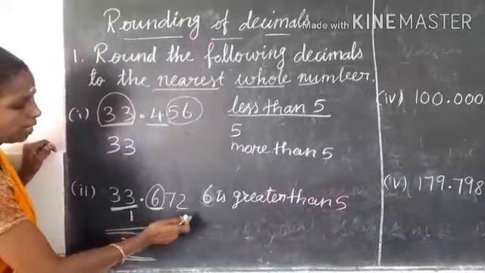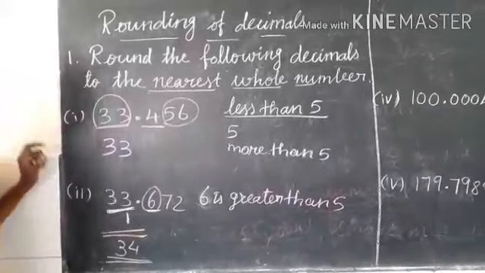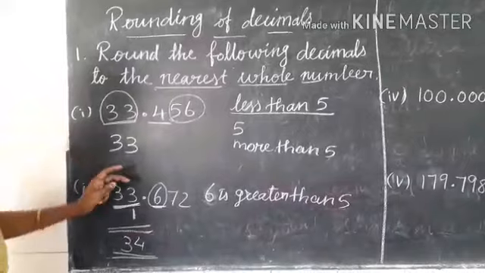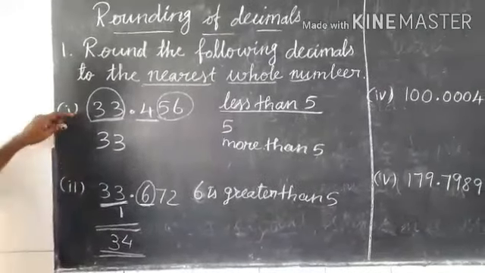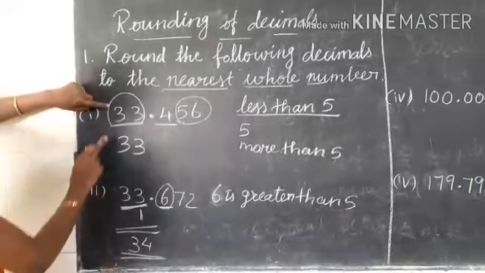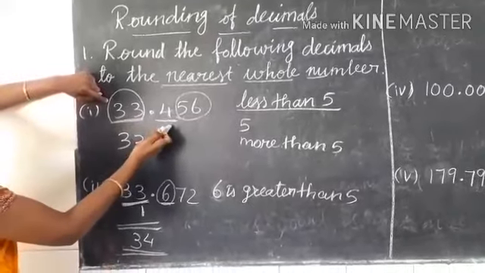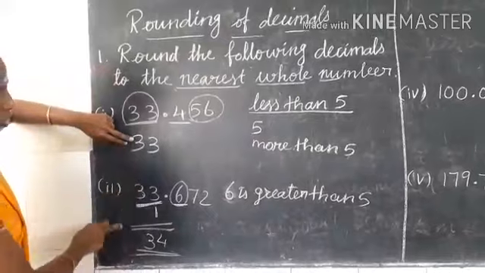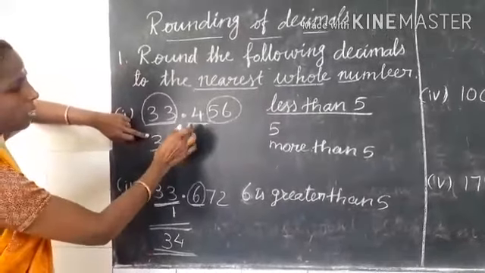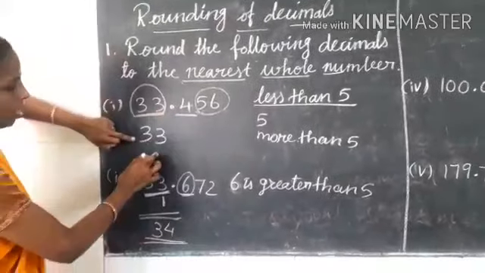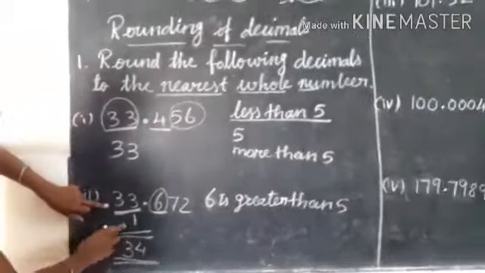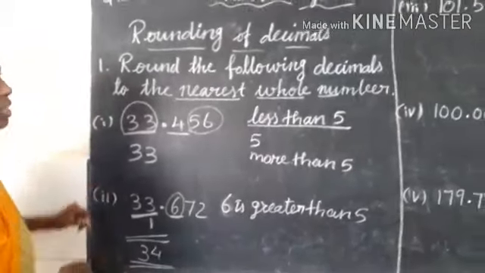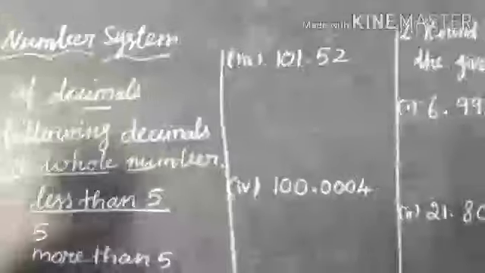What about the remaining digits? We have to ignore them. After rounding the whole number, we have to ignore the remaining numbers. Are you clear? Now see, for the same whole number, according to the next digit on the right, the value will change. If the next number is less than 5, we take the number as it is. More than 5 means we should add 1 to the underlined digit. Are you clear, children? We are going to see some more examples.